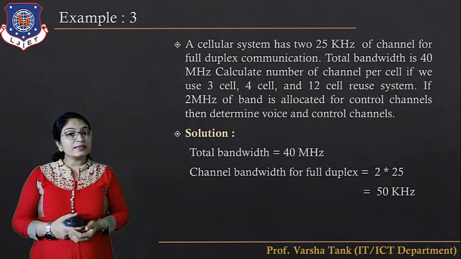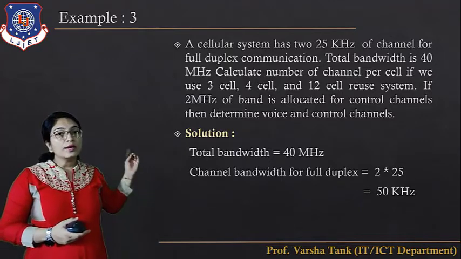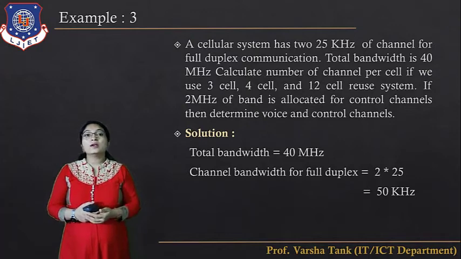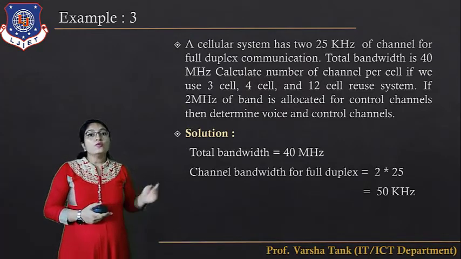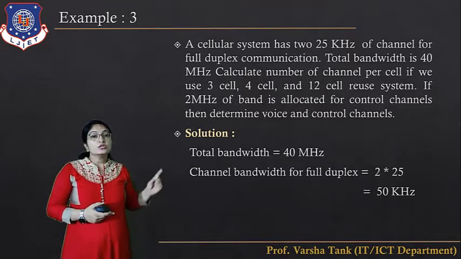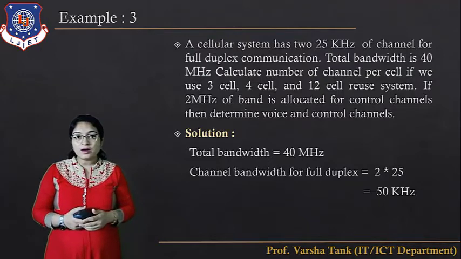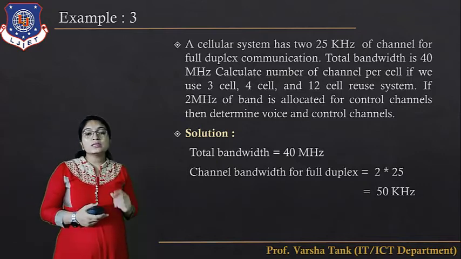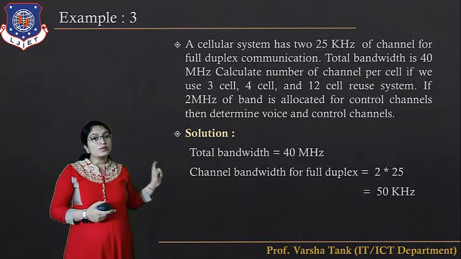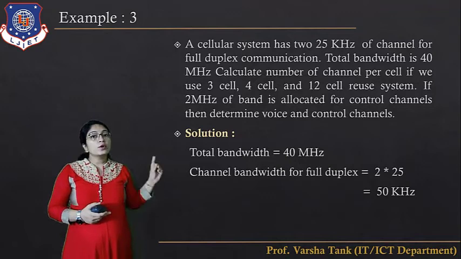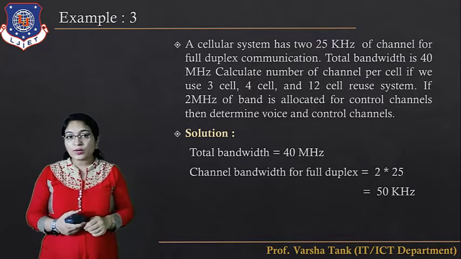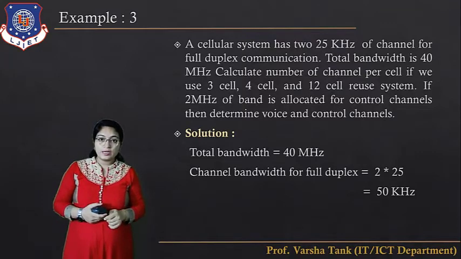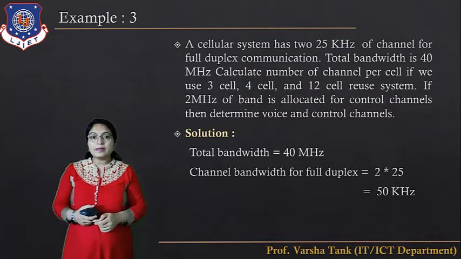Now let's consider example 3. First see this definition. Cellular system has 25 kilohertz channel for full duplex communication. The total bandwidth is 40 megahertz. Calculate the number of channels per cell if we use the 3 cell, 4 cell and 12 cell reuse system. If 2 megahertz of the band is allocated for the control channel, then determine the voice and control channels. Okay, this example is a little bit lengthy.